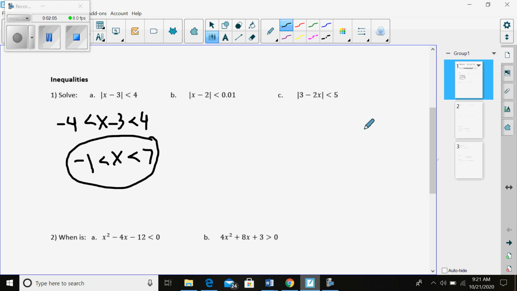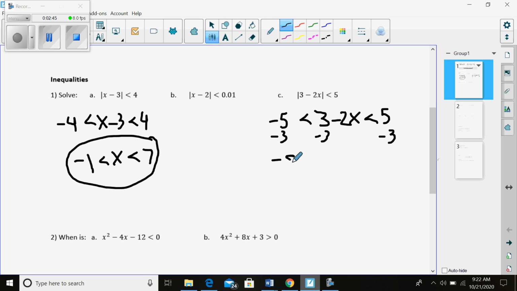Okay, so start letter C. So you get it started. And then something else interesting happens in letter C that I wanted to remind you of. First, we would subtract 3 from all 3 sides. Right? I hope you're good with the -5 minus 3. All right, that would be -8.